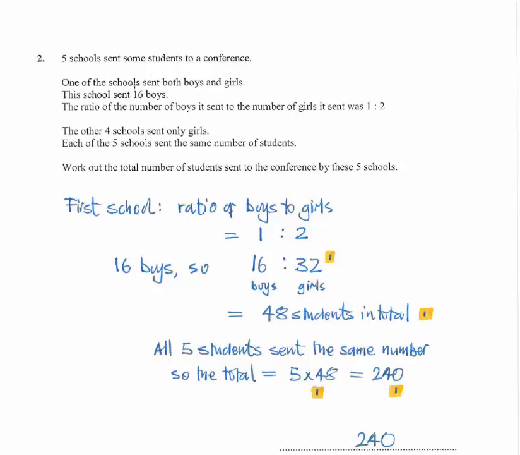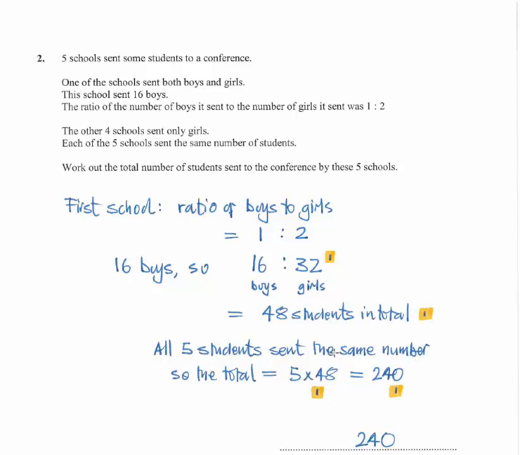So let's look at that school that sent boys and girls. Now the ratio was 1 to 2, and it's important we get that the right way round. It's 1 boy to every 2 girls. And there were 16 boys. So if there were 16 boys, there need to be twice as many girls. Have a mark for that. And that makes a total of 48 students in total from that particular school. Have a mark for that.